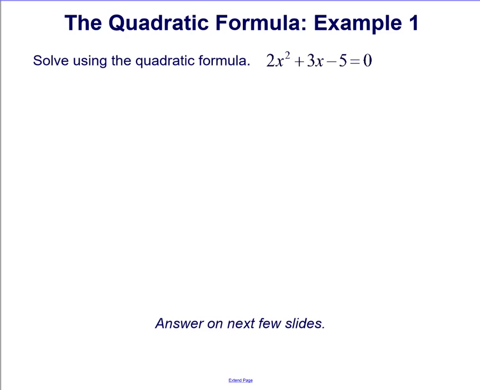The quadratic formula, example number 1. We want to solve this equation using the quadratic formula. And what we have is 2x squared plus 3x minus 5 is equal to 0. Now remember, the standard form would be ax squared plus bx plus c is equal to 0. So we're going to relate these coefficients to the variables a, b, and c.